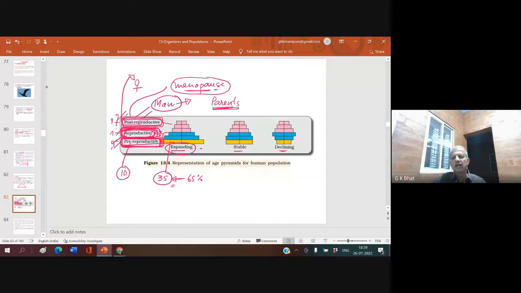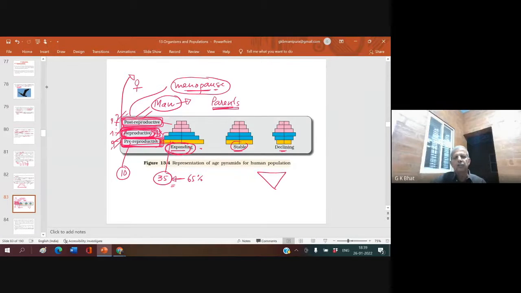And here it is declining. Even though it is more today, tomorrow this will come. And declining is generally like this. Exactly not declining. So there are three types of age pyramid.